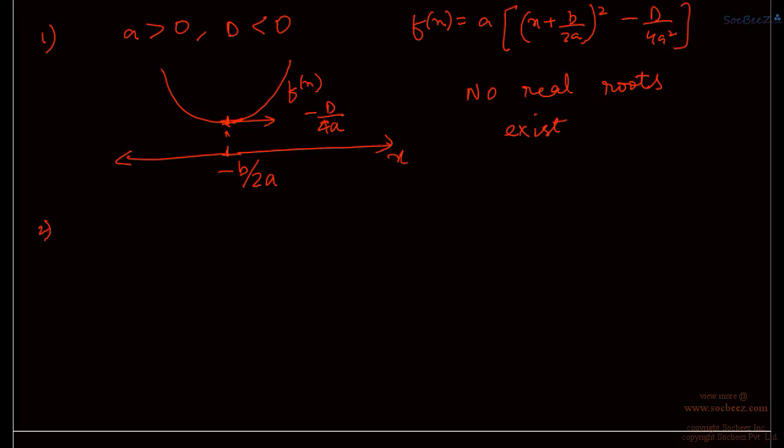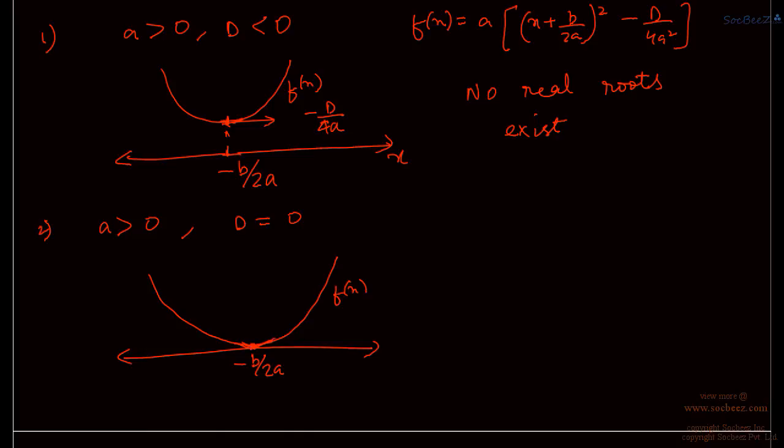Similarly, now I'll keep the same a, but now I make d equal to 0. If d is 0, then the minimum possible value I get for f of x is nothing but 0. At this point, it's something like this, it just touches the axis. So this is again the same point, minus b by 2a. Since the expression f of x touches the x-axis at one point, one root exists, and since there can be two roots, the same root is repeated. The root is x equal to minus b by 2a.